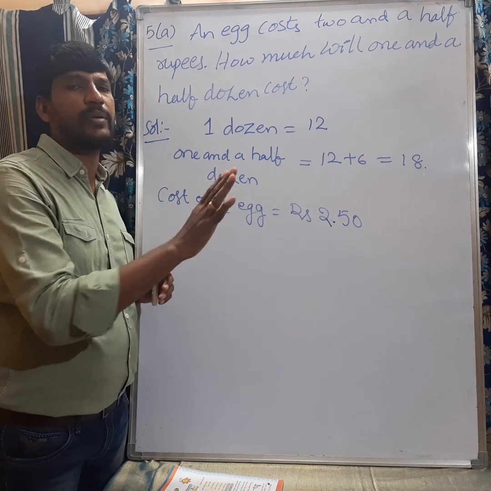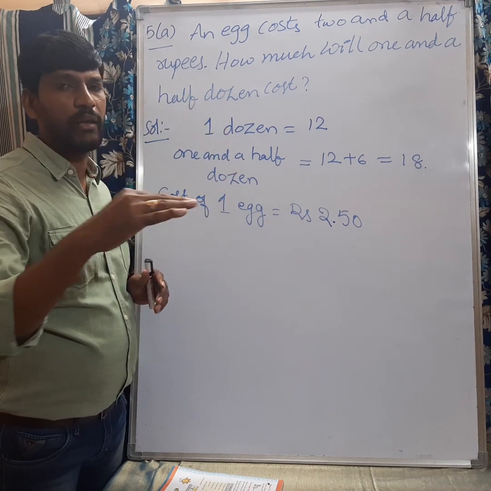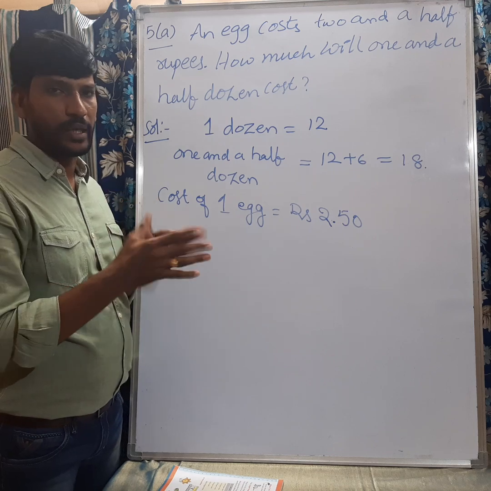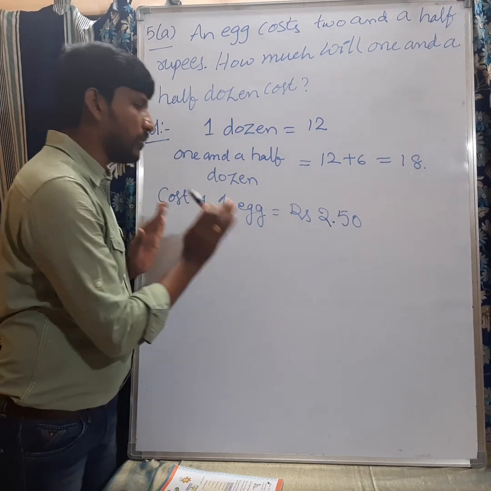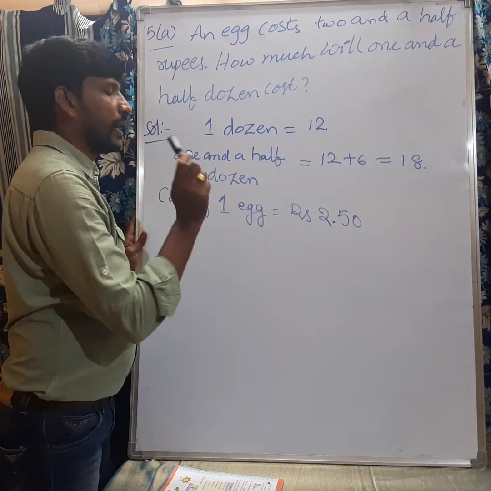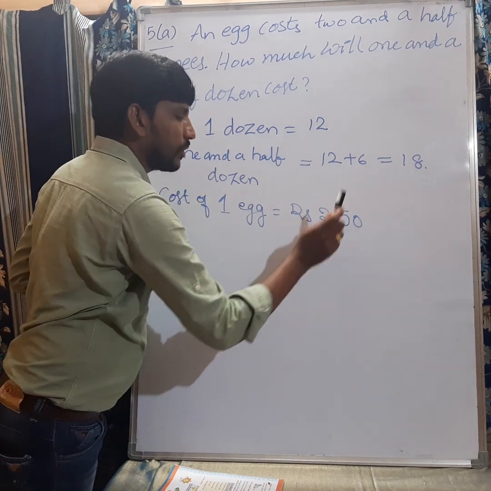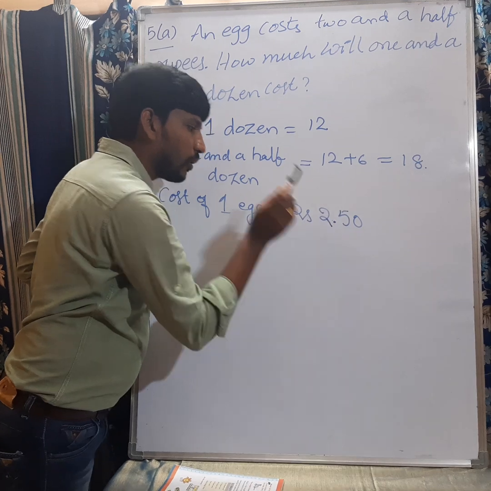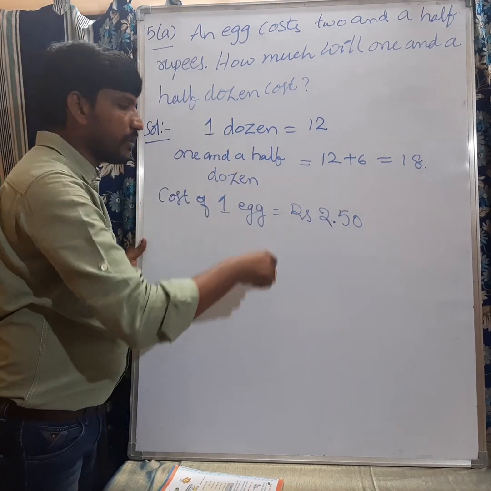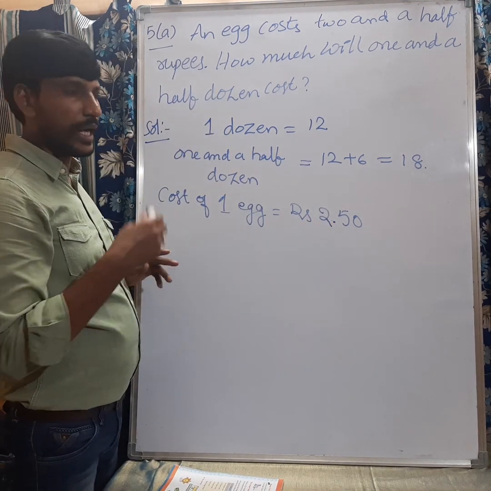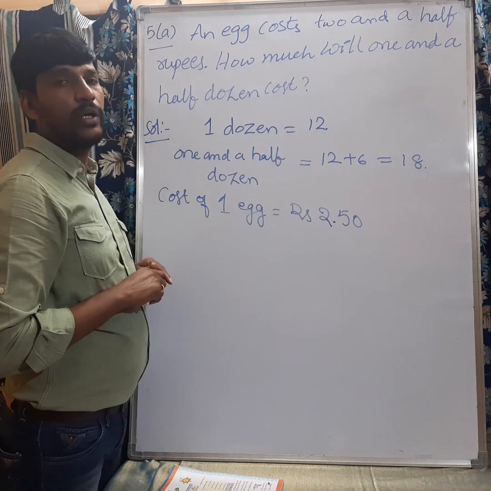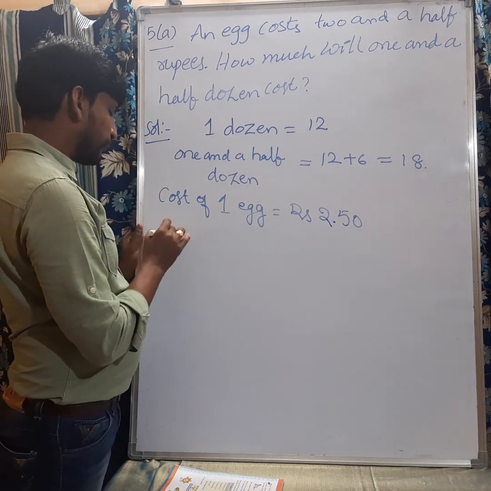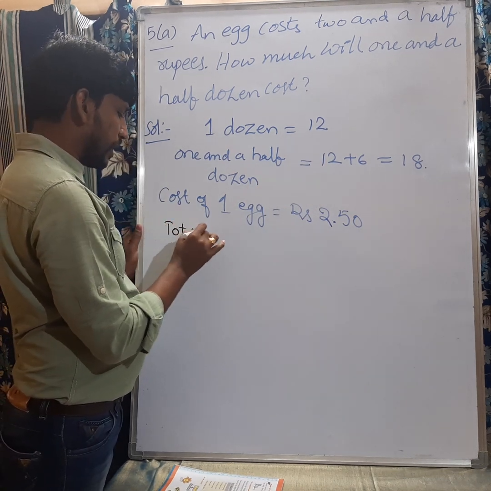Then the cost of 5 apples is equal to 5 into 20, which becomes 100 rupees, which you are going to give to the shopkeeper. Here also it is the same thing: we are going to multiply 18 eggs into 2 rupees 50 paisa. This total, 18 into the cost of one egg, will give the total amount Kannan will give to the shopkeeper.